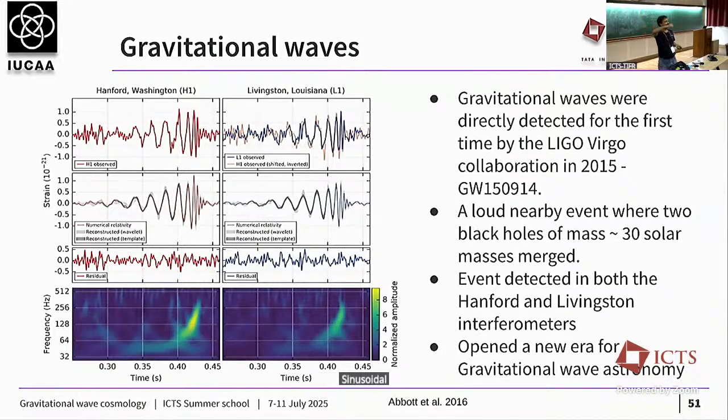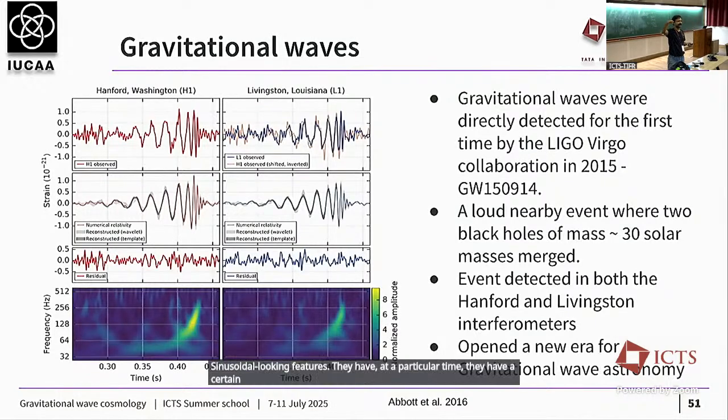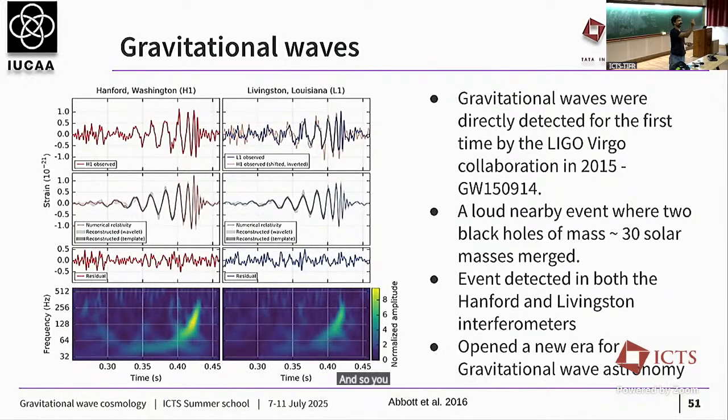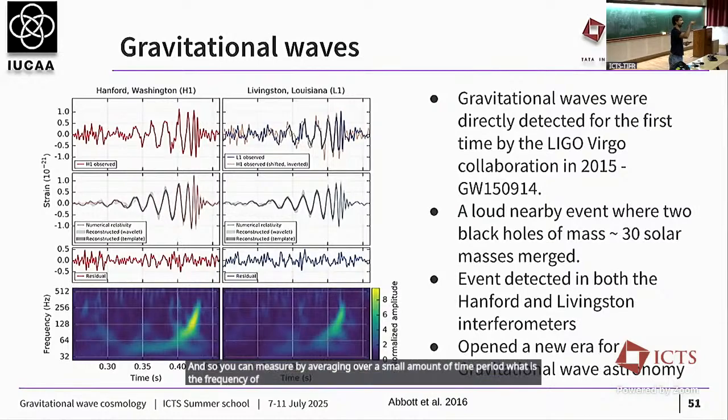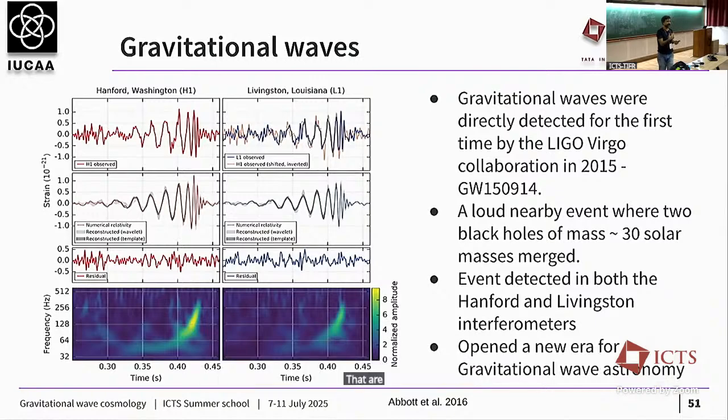And you can see these kind of sinusoidal looking features. At a particular time, they have a certain frequency. And so you can measure, by averaging over a small time period, what is the frequency of the gravitational waves that are reaching you. And you can see how this frequency is changing as a function of time. And that's what is shown here. Okay. Everybody with me here until here?